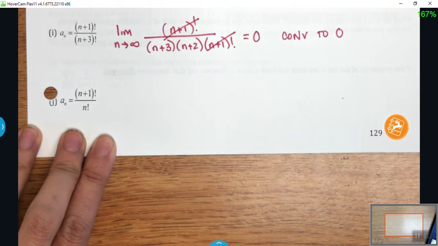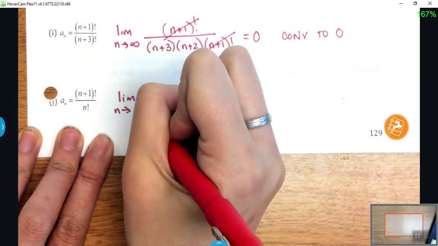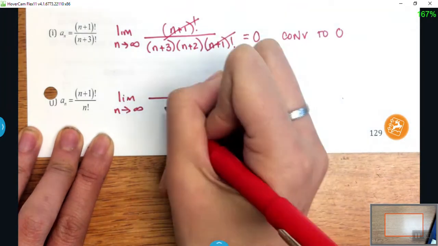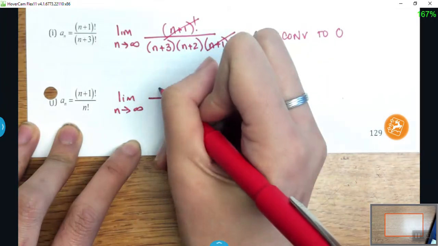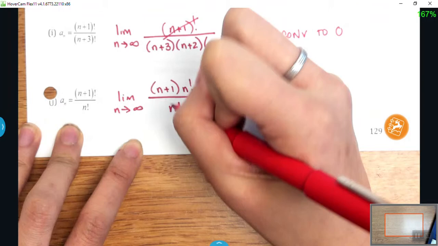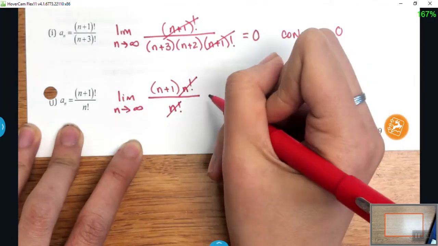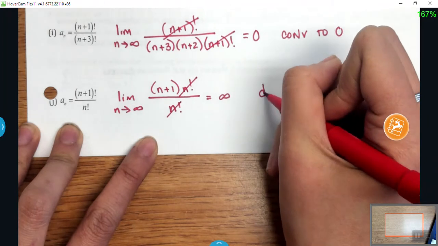And last one, which one's bigger, the top or the bottom? The top is bigger, so let's split that one up and let's go n plus 1 times n factorial. And so we plug in infinity and we get infinity.